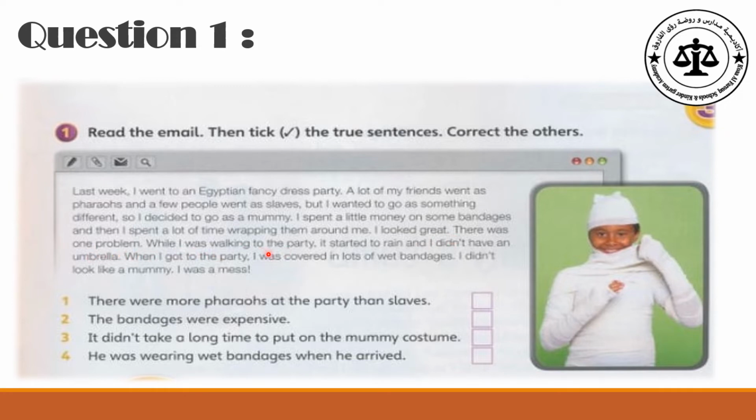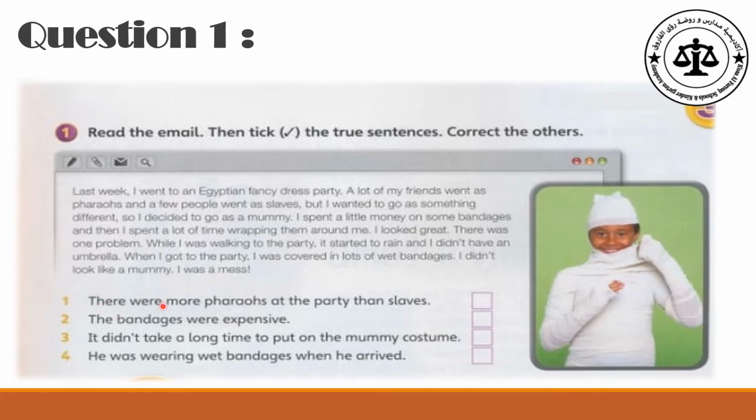While I was walking to the party, it started to rain and I didn't have an umbrella. When I got to the party, I was covered in lots of wet bandages. I didn't look like a mummy. I was a mess.